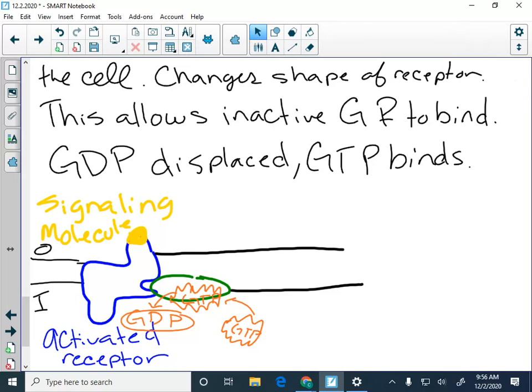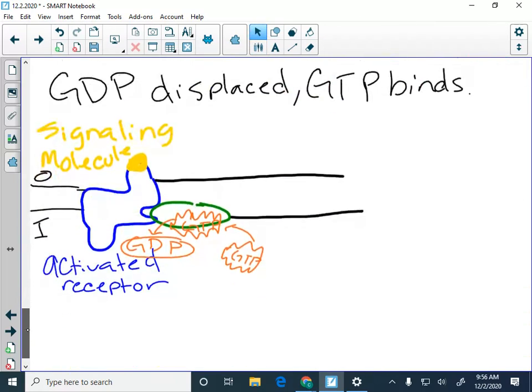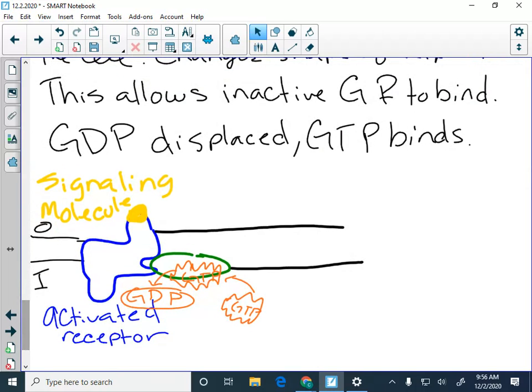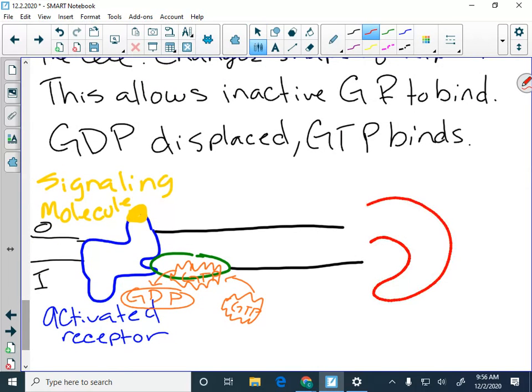Make sure I got my colors still right. Enzymes red? Yes. Okay. Our enzyme is still inactive. Nothing happening yet. Good so far.